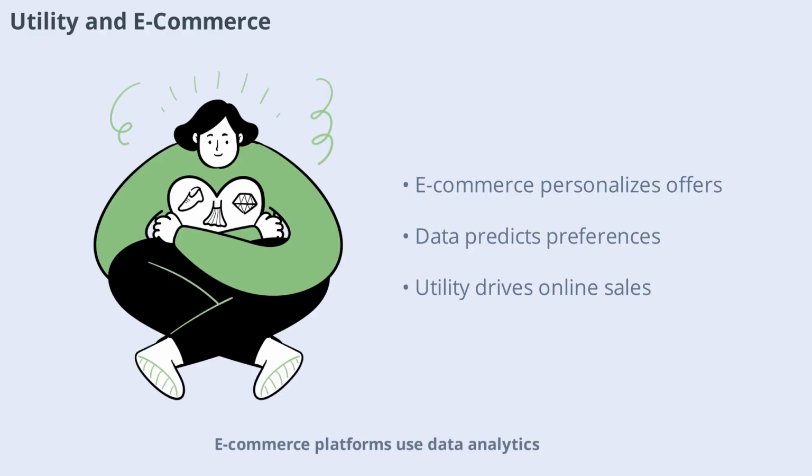E-commerce platforms use data analytics to understand and predict consumer preferences. Personalized recommendations, targeted ads, and dynamic pricing are all designed to maximize utility for shoppers and profits for businesses. The digital marketplace is a prime example of utility and preference theory in action.